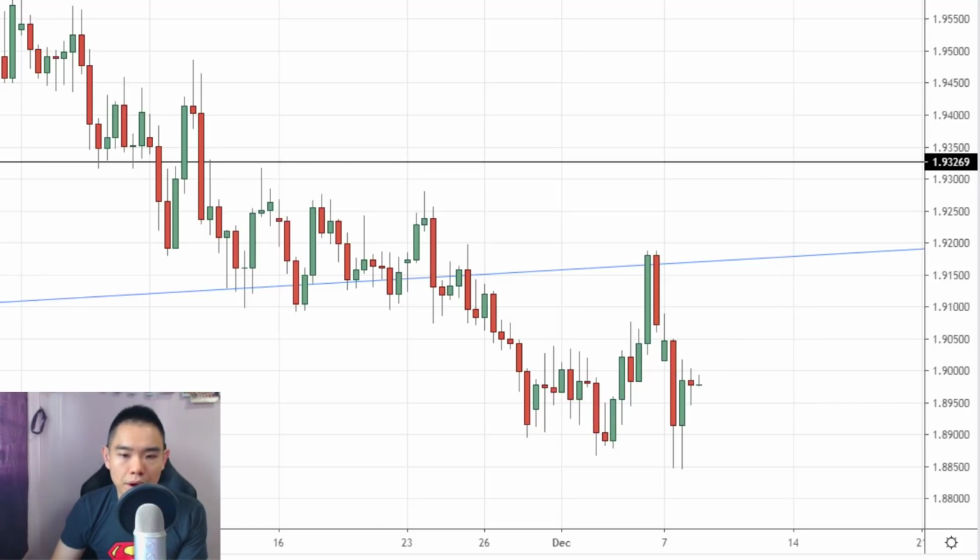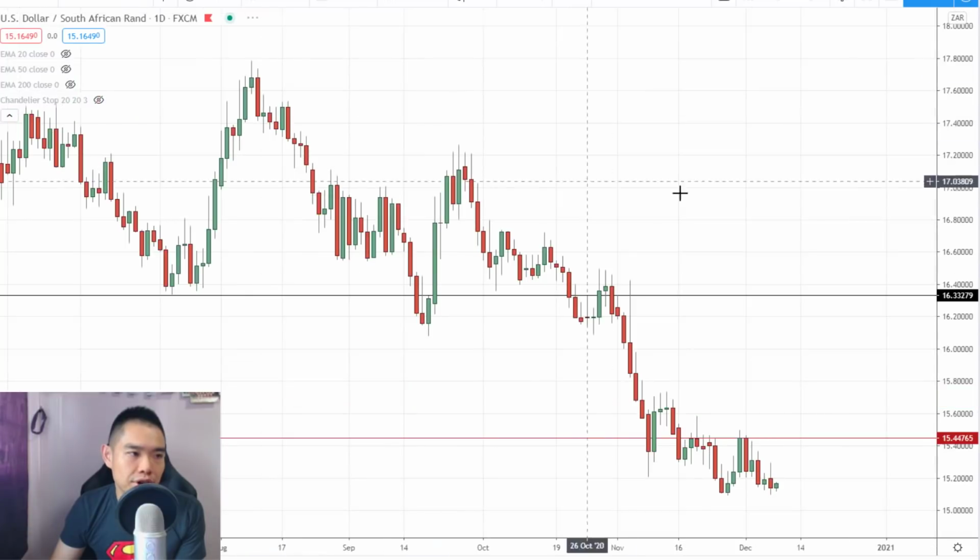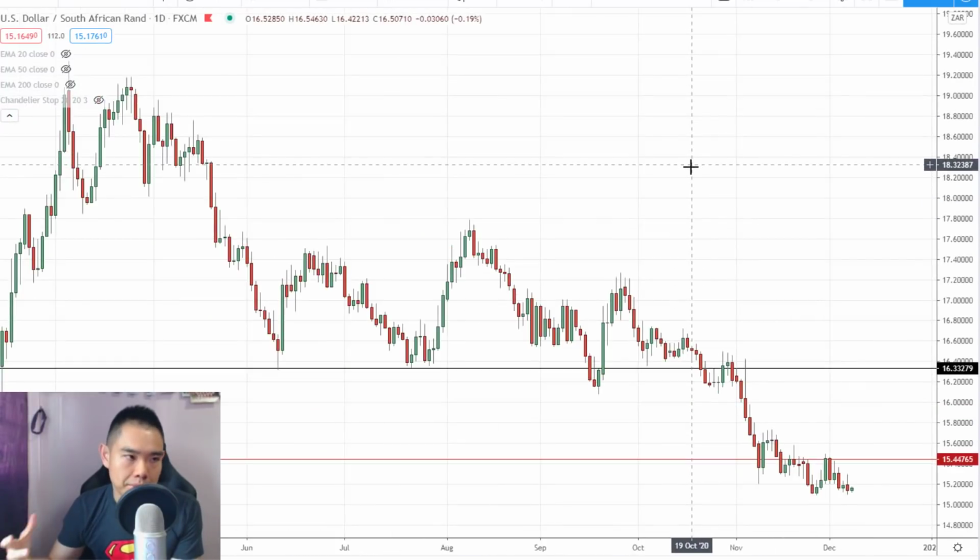Let's have a look at one more pair. Okay, dollar against the South African rand. I made a mistake previously where I called this the African rand, and people got offended, and it's my bad because I just wasn't attentive enough. This is dollar against the South African rand.